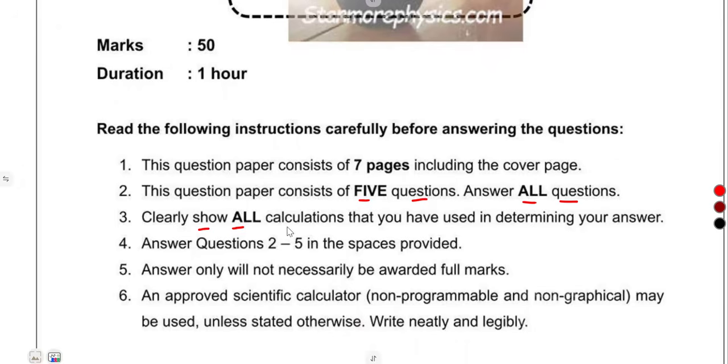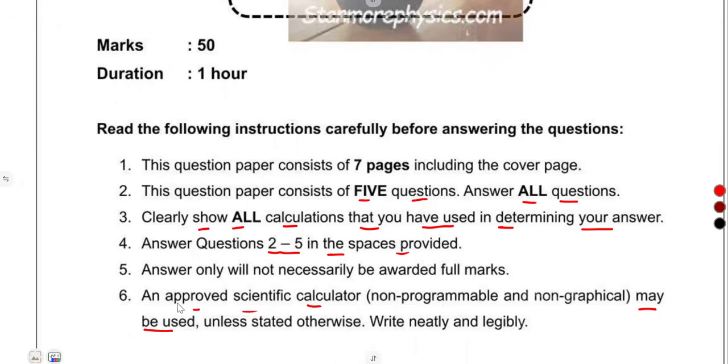Clearly show all calculations that you have used in determining your answer. So you must show all calculations that you have used in determining your answer. Answer questions 2 to 5 in the spaces provided. And all right, just make sure, guys, you're given an approved scientific calculator, non-programmable or non-graphical, may be used.